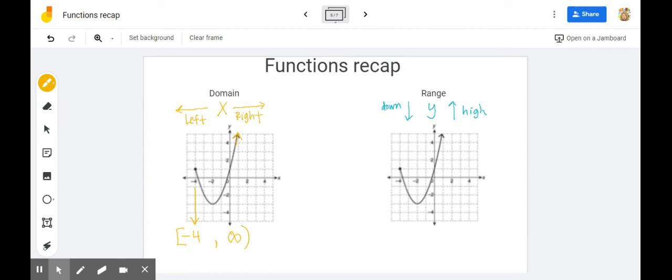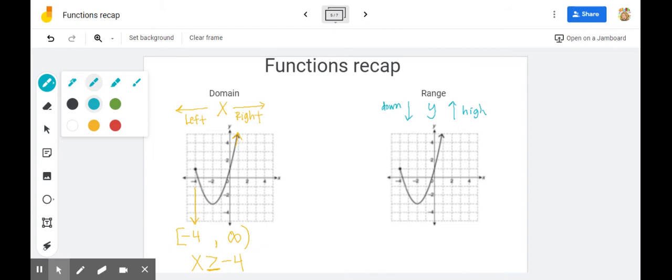Now, another way you can talk about it is you could say that your inputs, your x, your domain, must be -4 and anything bigger than or equal to -4. So that's two ways you can write that domain. Notice, guys, you will take into account that interval notation more than the inequality notation. But no, they can write it either way.